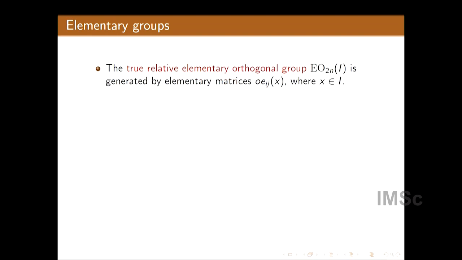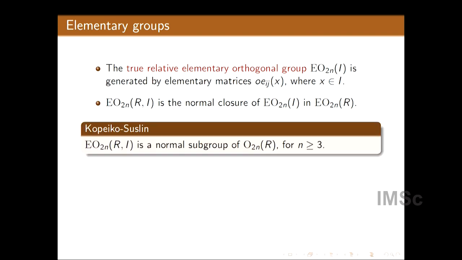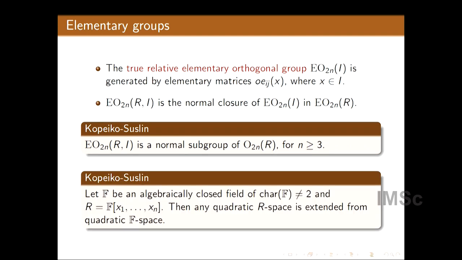Again, in this case also one can consider the relative group with respect to the ideal and form the normal closure. And this is the result proved by Suslin and Kopeiko, that the relative elementary orthogonal group is a normal subgroup of the orthogonal group for size bigger than or equal to 6. And one of the interesting applications of this result can be seen here. This was also proved by Kopeiko and Suslin.